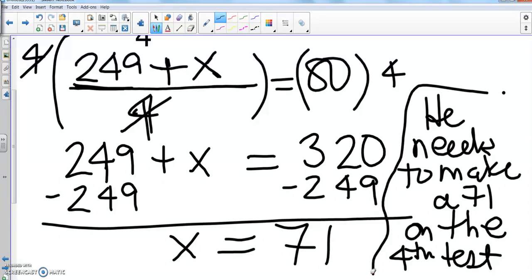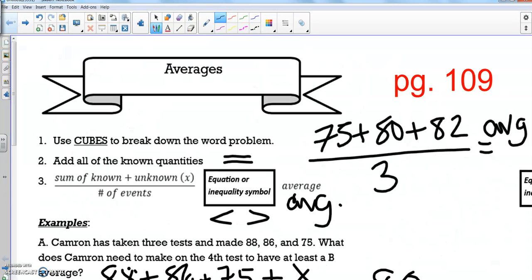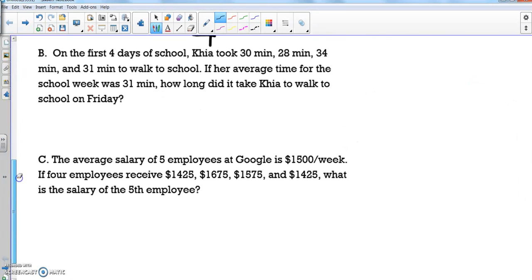All right. So that's the first one. Let's go back. Look at the next one.